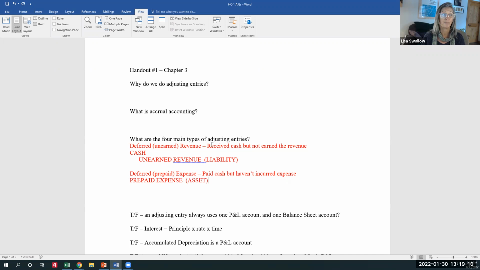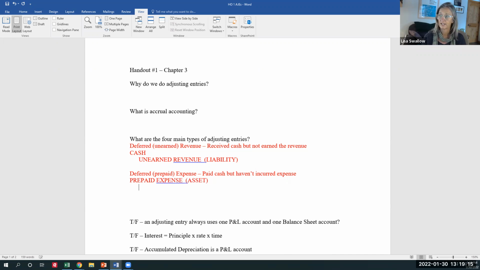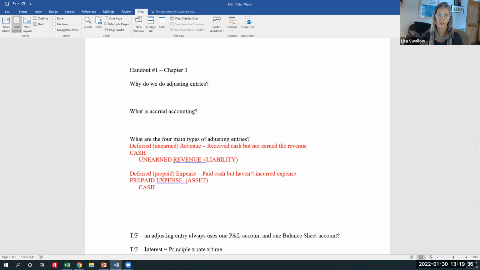It's an asset because I own the right to be insured. And then I'm crediting cash. Both of these types, these are the actual transactions that originated. And then these are the kinds of things that I'm going to need to adjust for at the end of the month or the quarter or the year. Okay, so these are the original transactions, not the AJEs.